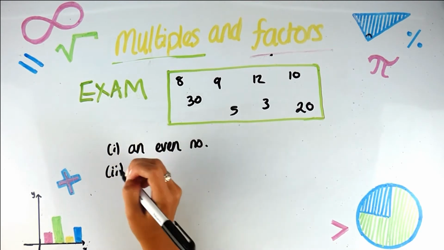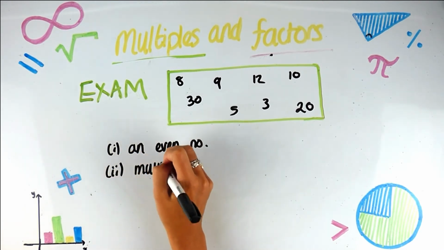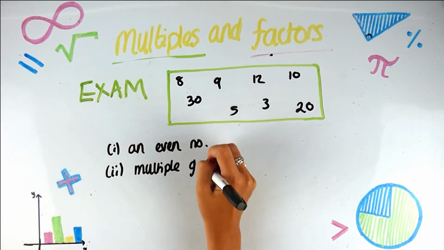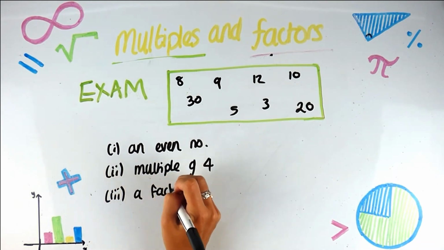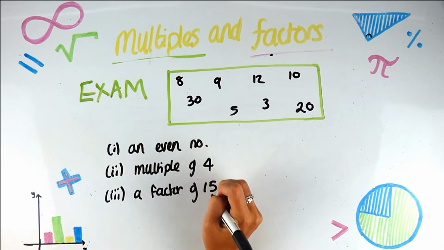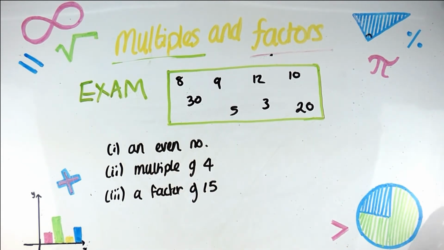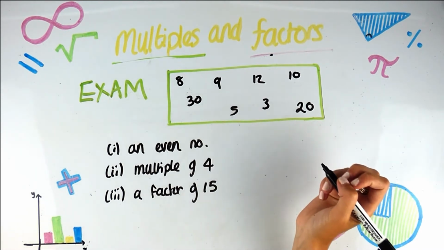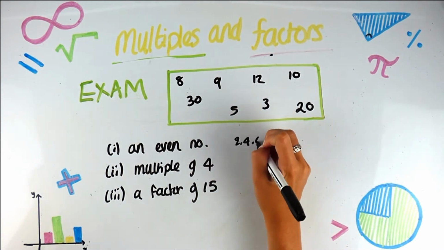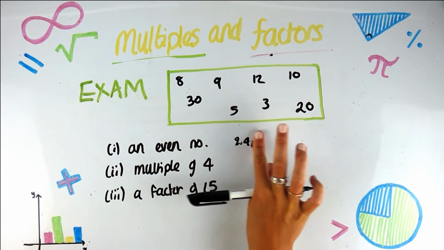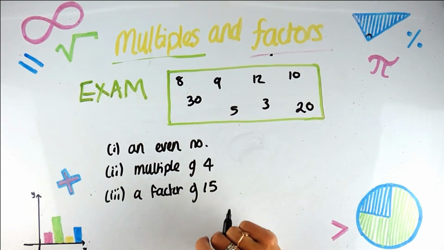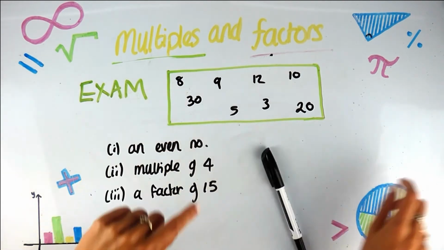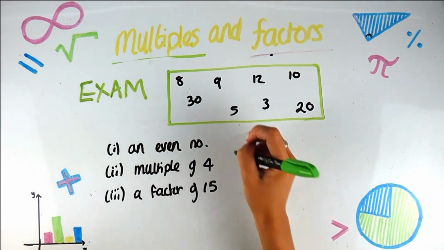It asks for a multiple of 4. And it asks for a factor of 15, which was the same as last time. So let's give it a go. Even number, we could write out the even numbers 2, 4, 6, etc. But I think we all know an even number means it's divisible by 2. And we only need 1, so first one there, let's pick 8.